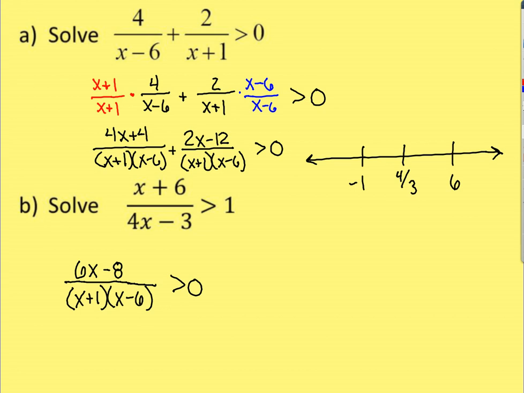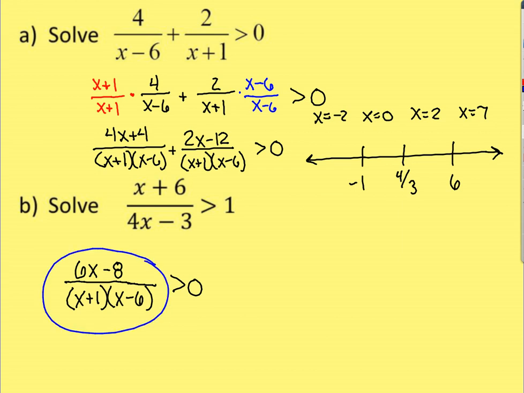So once we make our sign chart, we're going to pick values that are in each interval. For this interval, let's use x equals negative 2. Between negative 1 and 4/3, let's use 0. Between 4/3 and 6, let's use 2. And greater than 6, let's use 7. Now remember, you're going to take each one of these values and plug it into the original function.